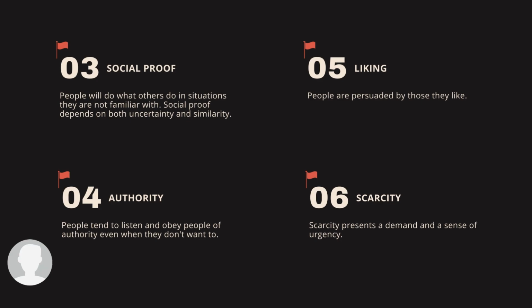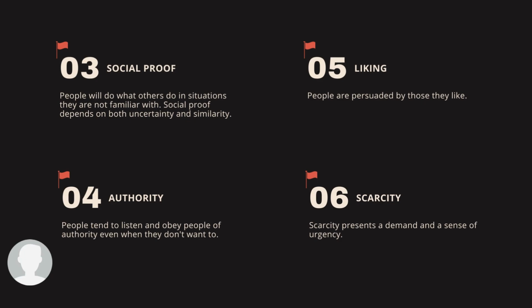So here we have social proof as the third method of influence. People will do what others do in situations they are not familiar with. Social proof depends on both uncertainty and similarity. So let's take a tip jar, for example. If a tip jar was empty, you're more likely not to tip when you're in line for a coffee or something. But if you do see the jar is full, you'll think that people have been donating or giving a tip, and then it would be good on your behalf to give a tip as well because that's what everyone else is doing.